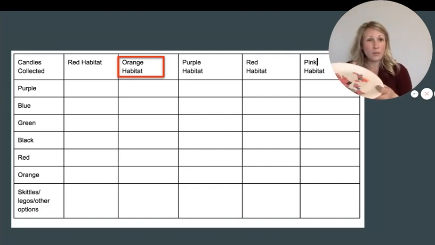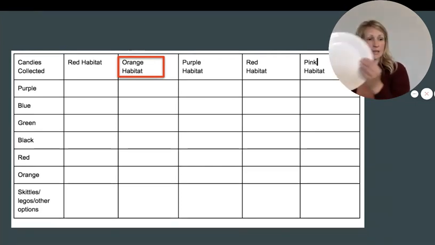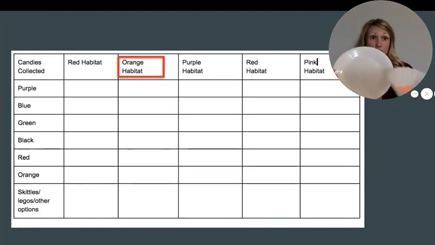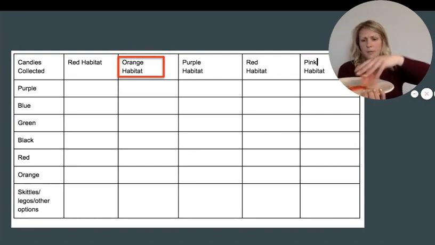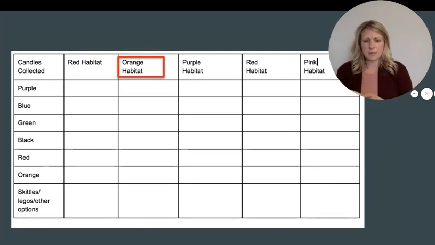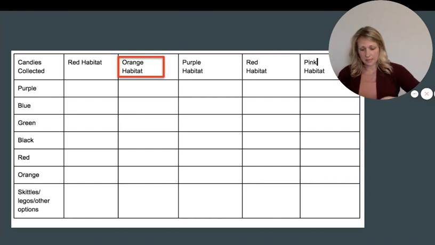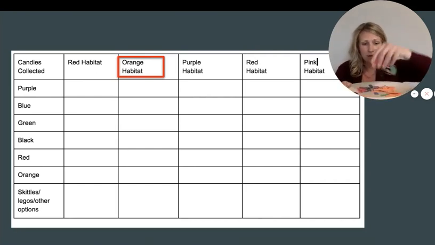So I would sort it all back out, and then the next step would be to get my orange habitat and put it on my paper plate and spread it all out. And then I'm going to get all of my multicolored ones back out, and I'm going to put them on my plate and mix them all up again.